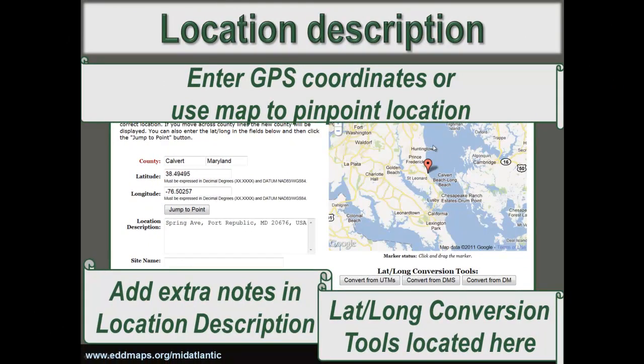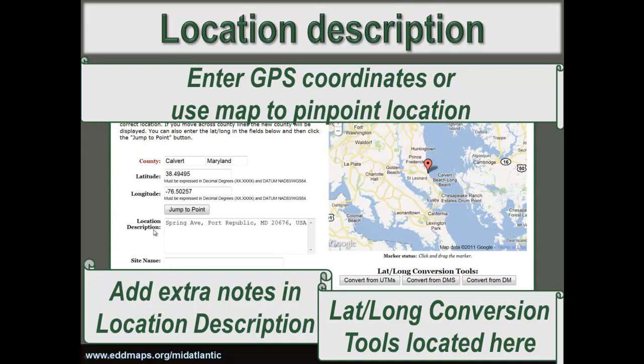This is a Google map, so you can take the flag and drop it where you need to show the location. You can zoom in to the point so that you're sure you've got exactly the right location. If you click on the flag, then that will automatically generate the correct coordinates in those latitude and longitude fields.